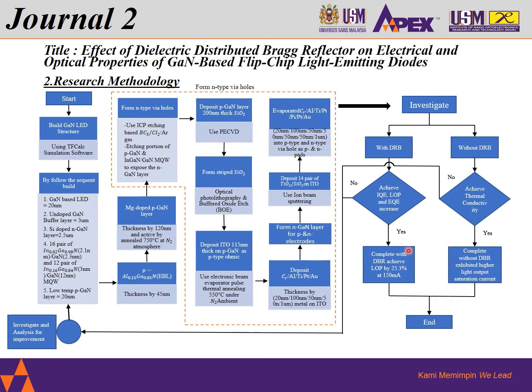But the structure without the DBR achieves better thermal conductivity. So for the thermal conductivity, the structure without the DBR exhibited a higher light output saturation current. So for the result that is not successful with the DBR or without the DBR, the flow will go to the no branch, then fall on investigating and analyzing for improvement, going forward with this structure to find the solution.